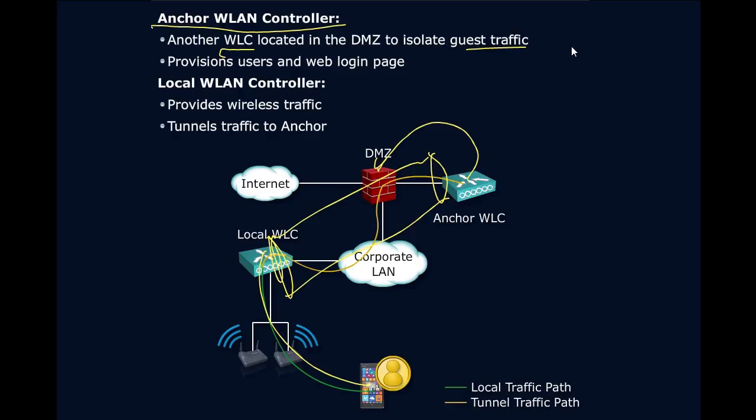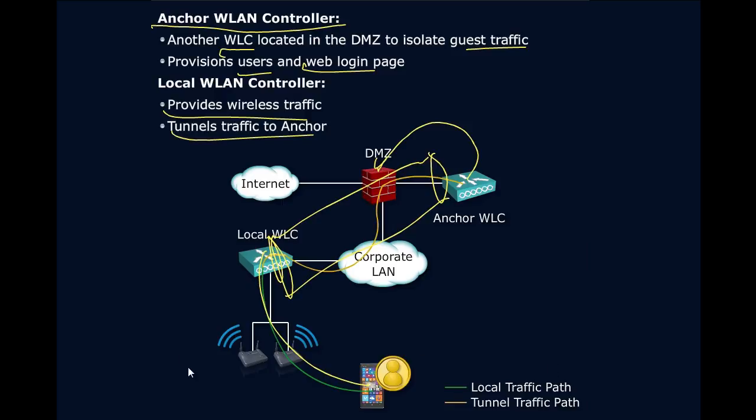Created a tunnel specifically for the transmittal from my local wireless LAN controller to my anchor wireless LAN controller, which is actually the one that provisions the users and has the web login page. The local wireless LAN controller provides and controls the traffic, the wireless traffic, but then it tunnels everything to the anchor for guest traffic. This is only for guests.